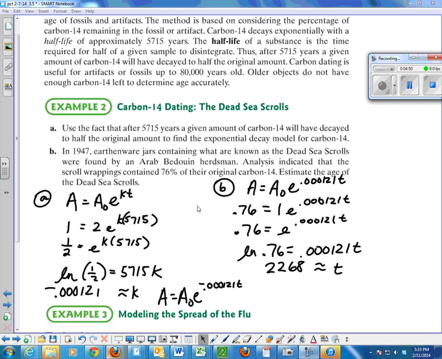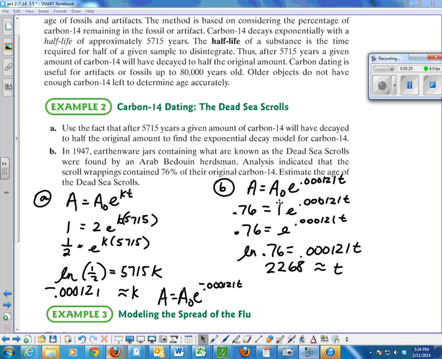In part B, take a second to read that part. It says analysis indicated that the scroll wrappings contained 76% of their original amount. So in this part, I've started with the original equation, although I've substituted in the k that we found in part A. Okay, so this is the model. The model means the equation that we found. Started up here with that.